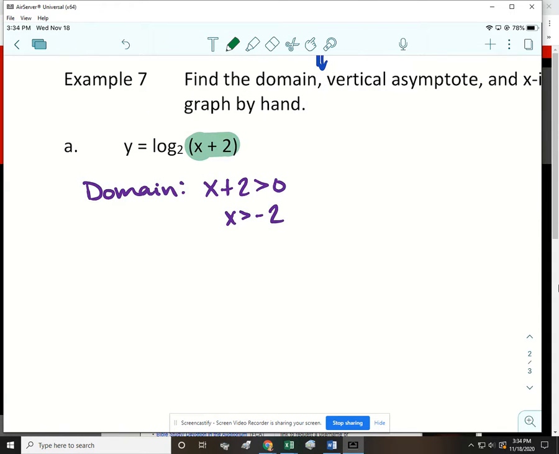All right, and then logarithmic functions have vertical asymptotes. Once you get the domain, the vertical asymptote is easy. You just change that greater than or less than or whatever it is to an equal sign, and that's your vertical asymptote.